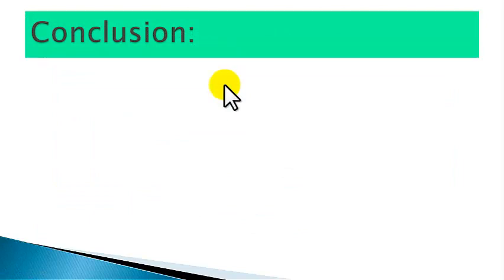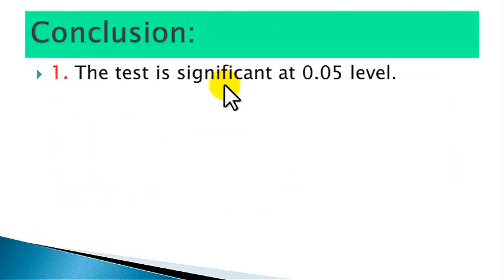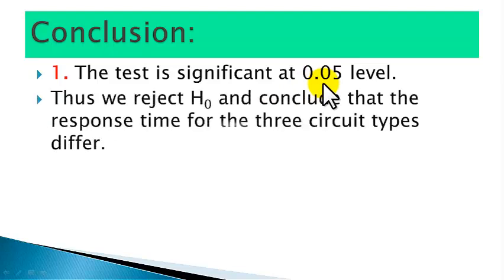Conclusion. In our first hypothesis, we were required to test the hypothesis that the three treatment effects, that's the three circuit types, are all equal to 0, against the alternative that they are not all equal to 0, and we were to use alpha equals 0.05. As you can see, the calculated F value is greater than the F value at this level. Hence, we reject the null hypothesis and conclude that the response time for the three circuit types differ.